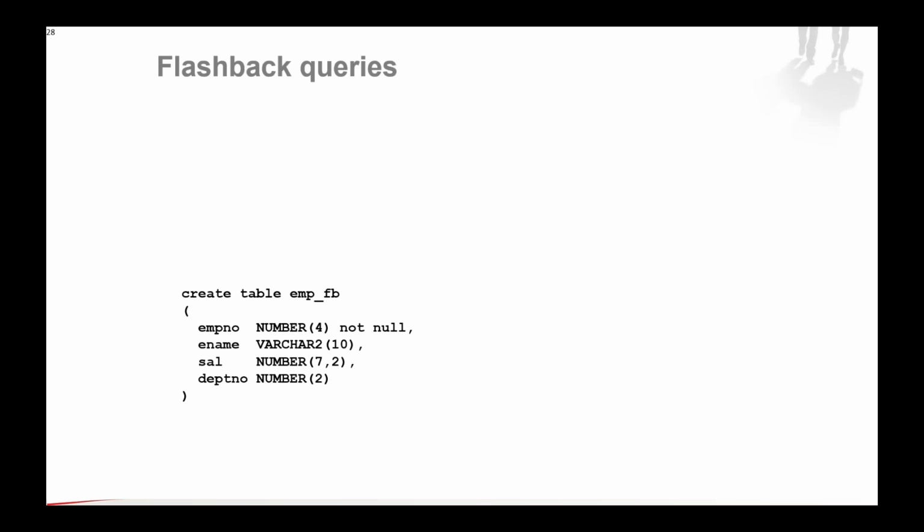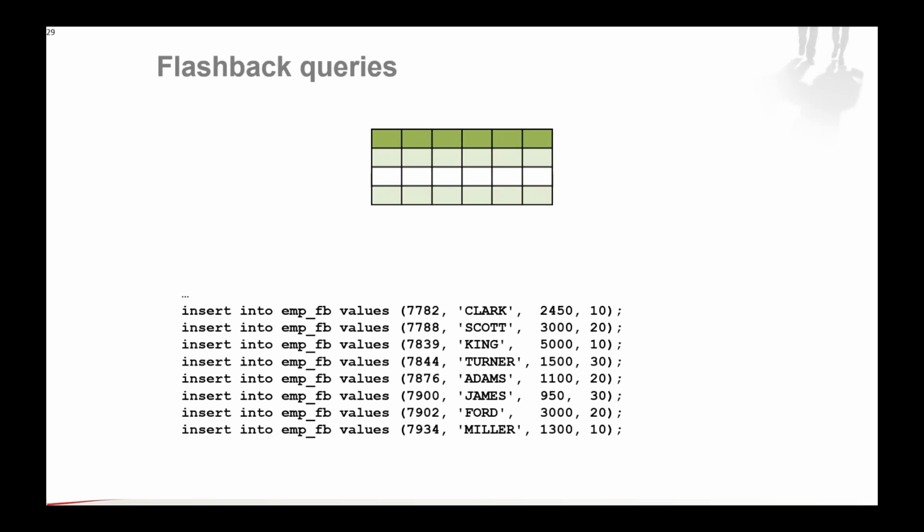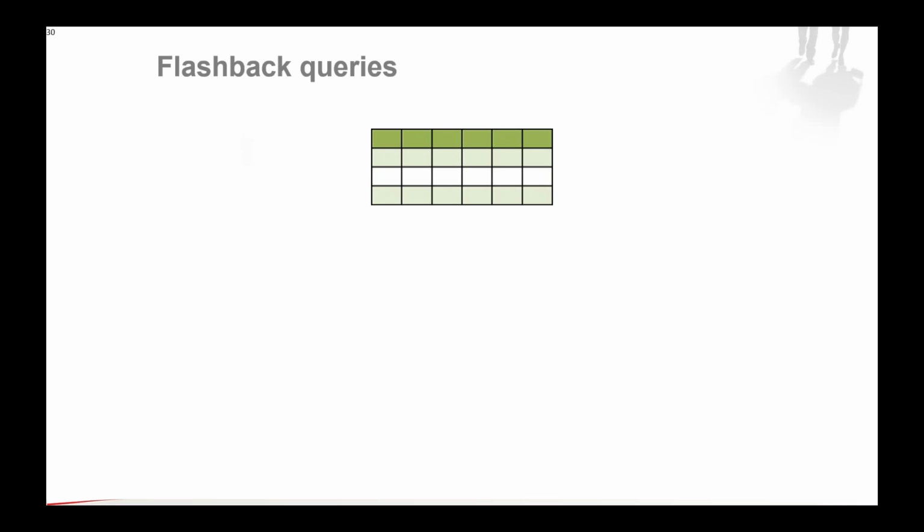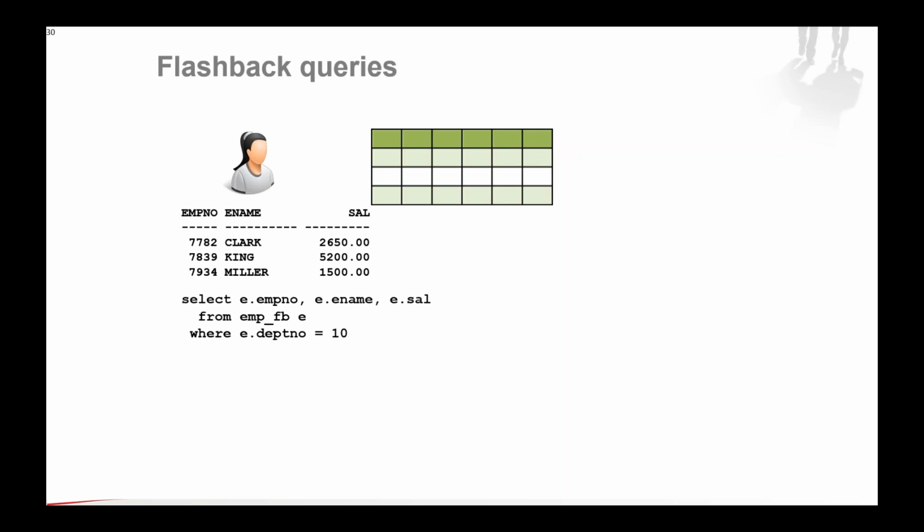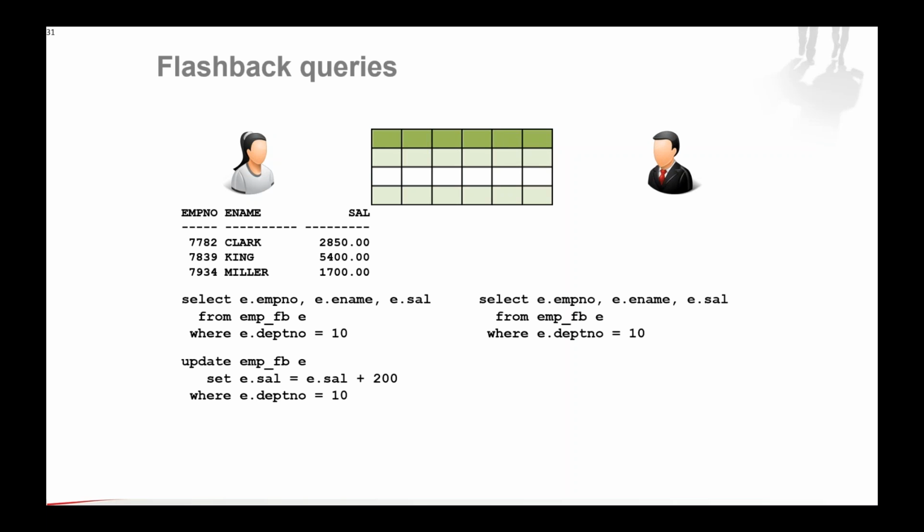If you're using flashback queries, let's create a table. Let's insert some data, and then if I do a query, I see the values as they are at this point in time. If I update the data and run the query again, I see the new values. That's how it always works. Now there's this other person running the exact same query, but they see the old values.